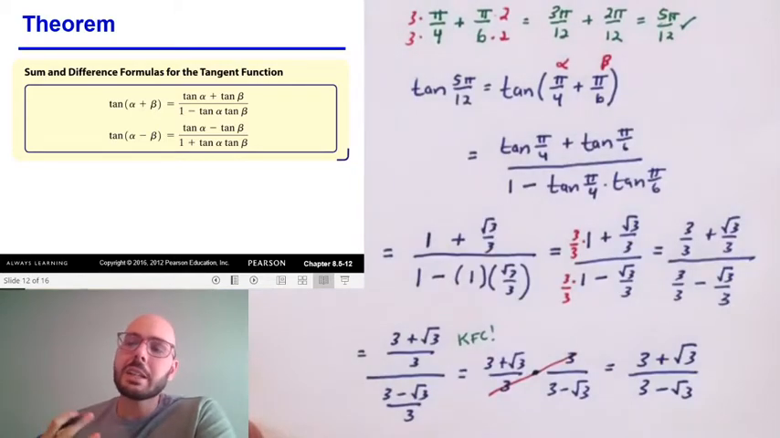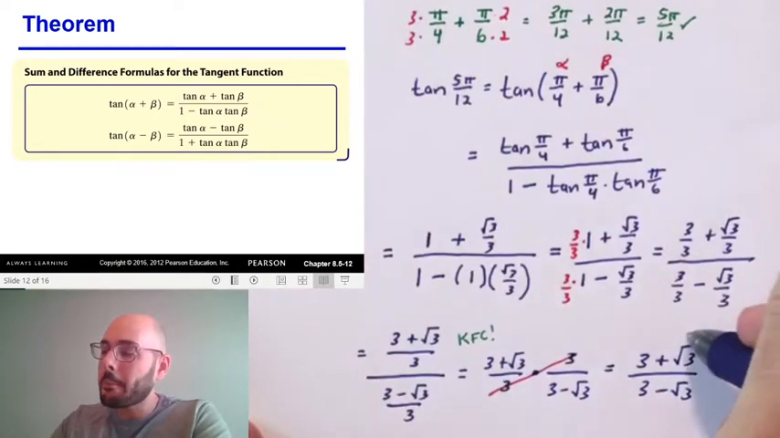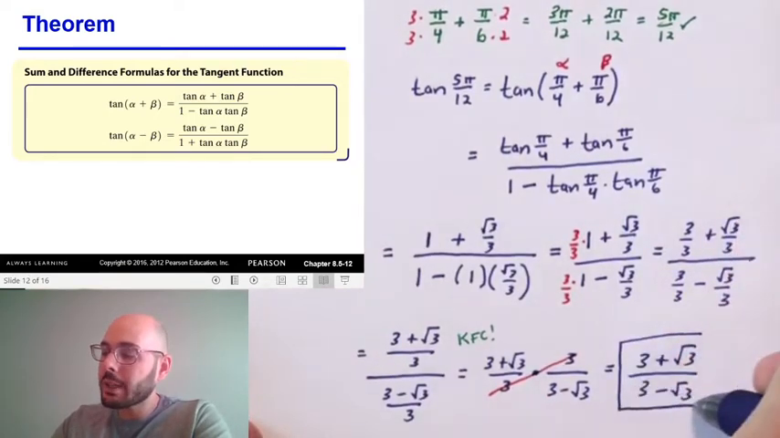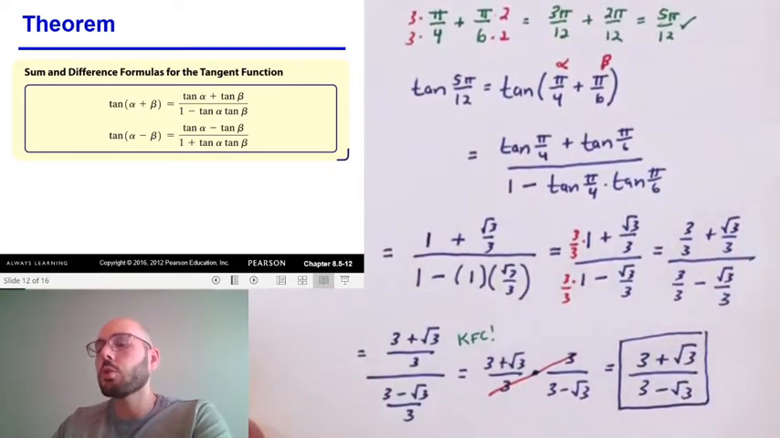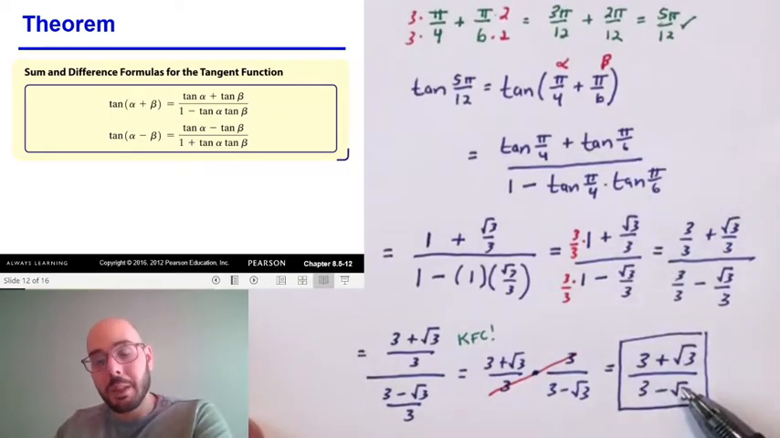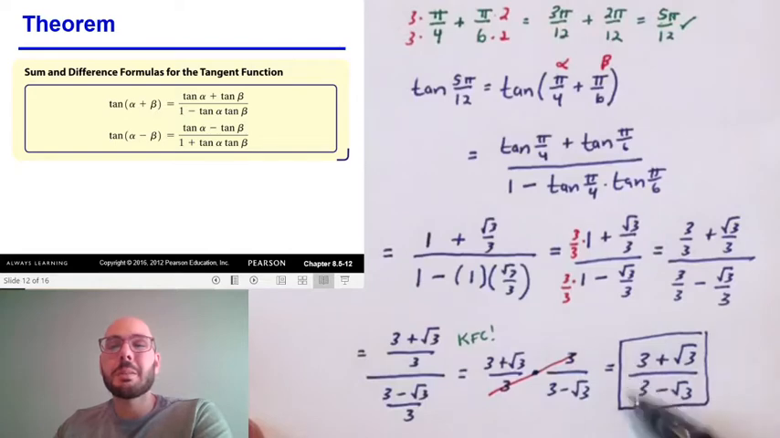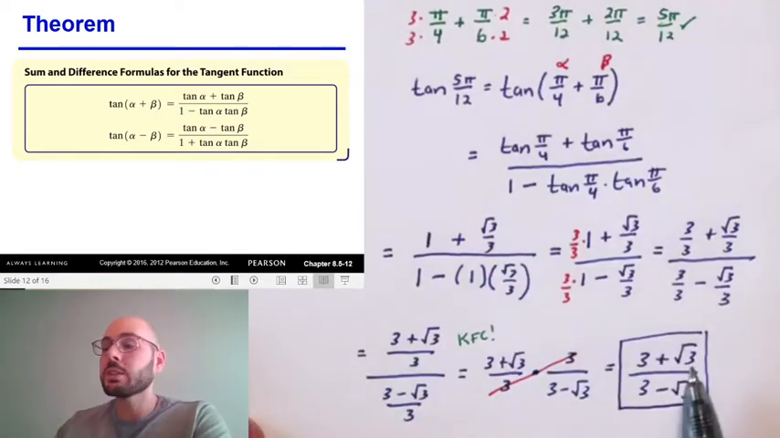Now for me, I think it's okay if you stop here, but I am going to keep going and show you how you can rationalize this. So the homework might not accept this, or if it accepts it, maybe if it's a multiple choice question, the answer won't look like this. They'll have rationalized it. So let me show you how to rationalize it.